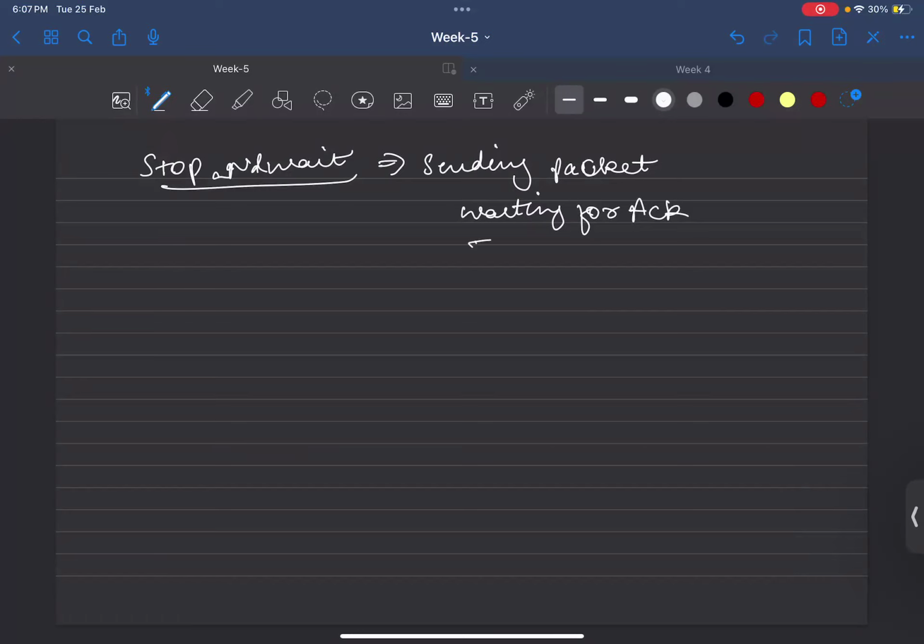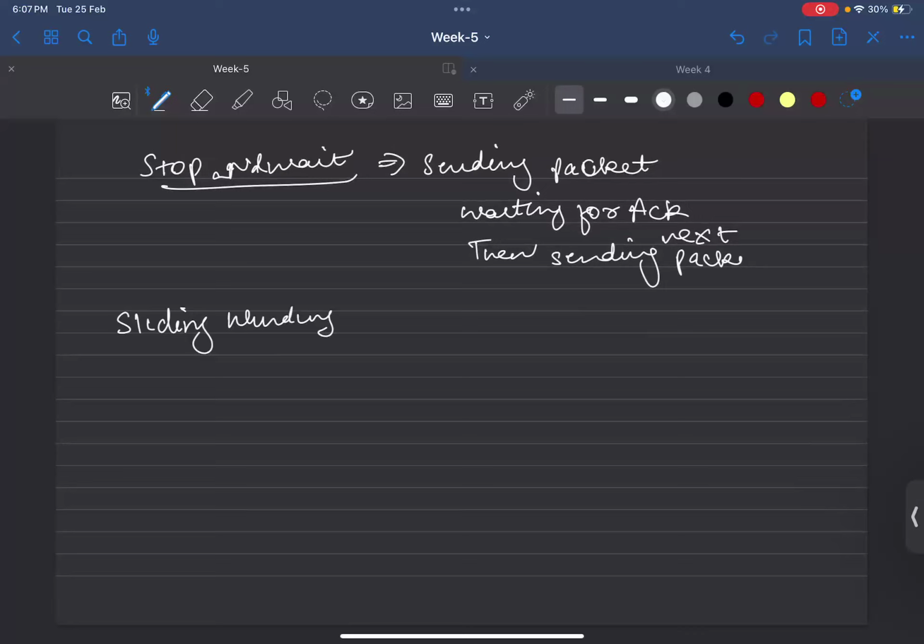Now, obviously, there is so much delay, because first we send a packet, wait for the acknowledgement of the same packet, then send the next packet. So we came up with sliding window protocols, which include Go-Back-N and the SR protocol.